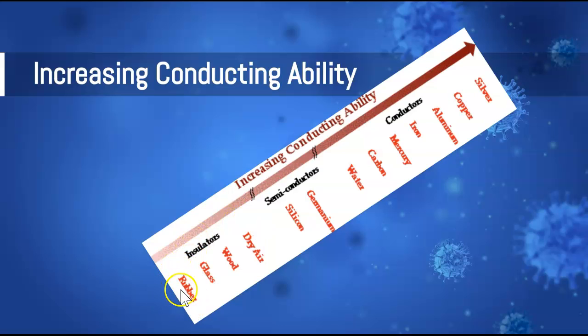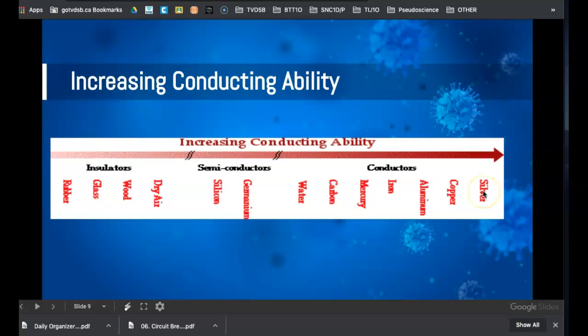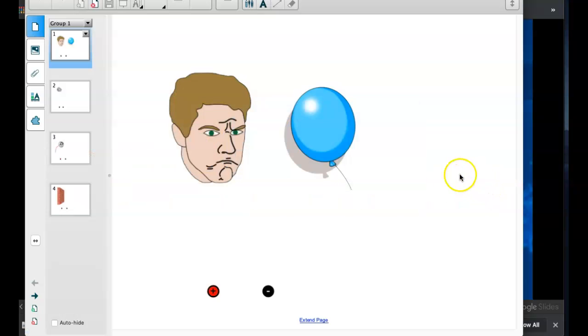If you look down at the other end, things like rubber, glass, or wood are very poor conductors, which is why they are called insulators. All right. So as we go up this scale, the ability to conduct charges becomes greater and greater and greater. All right. So let's take a look.